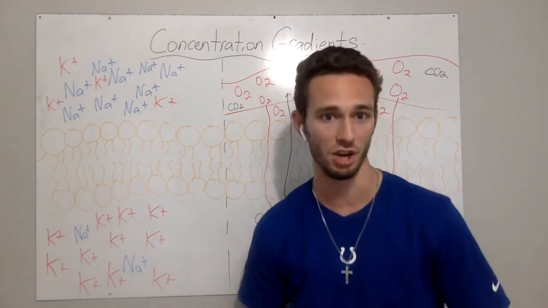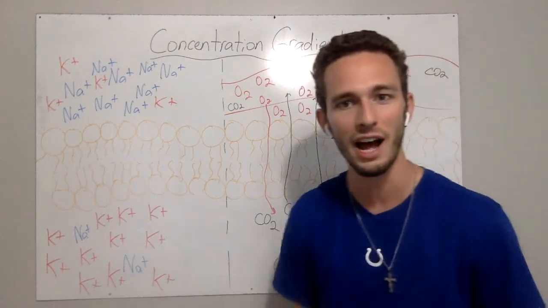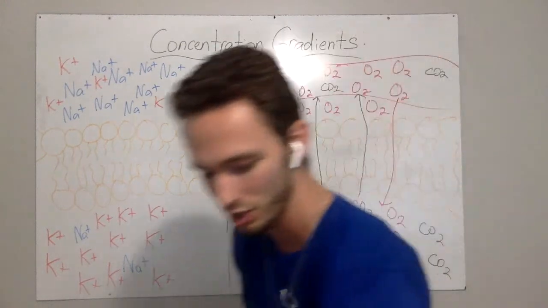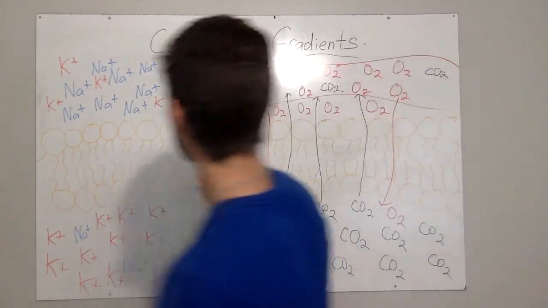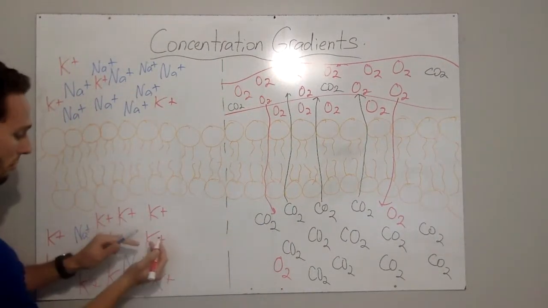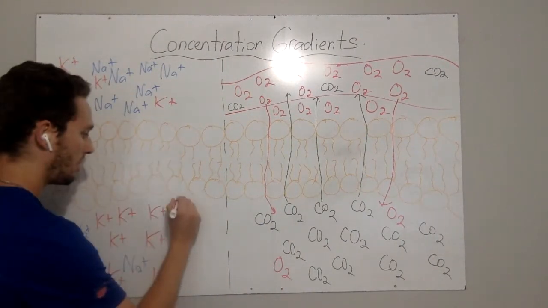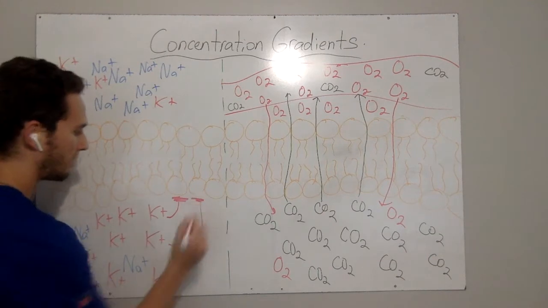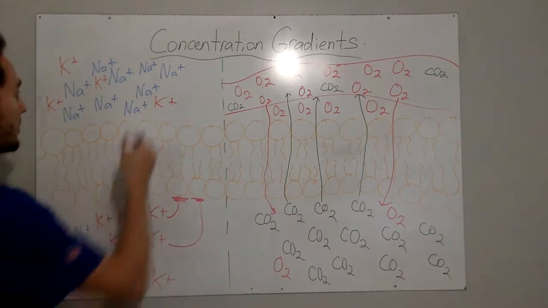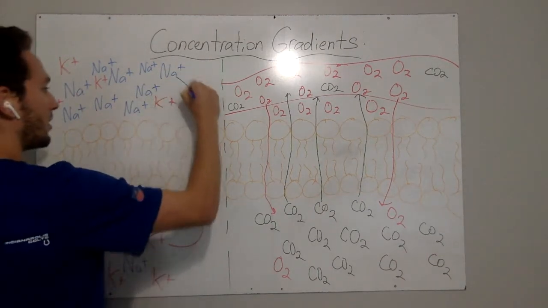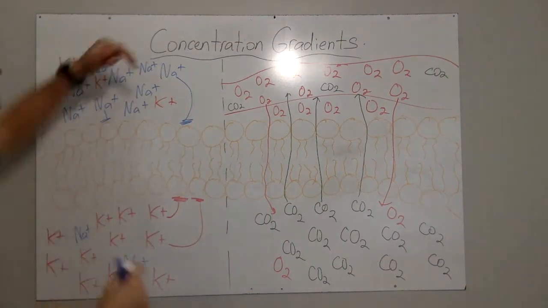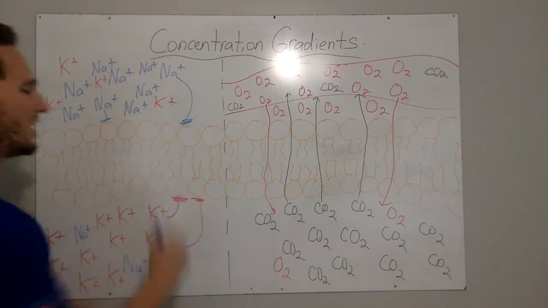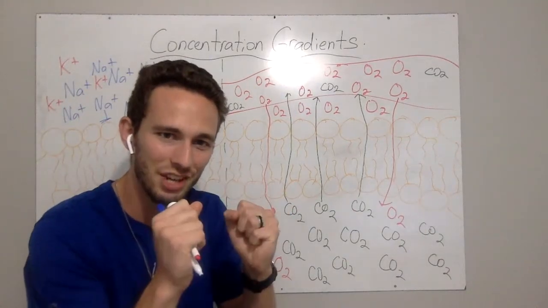But the problem here is that these are charged ions. And if we know anything about charged ions and the cell membrane, it's that they can't get through it. So this potassium wants to move from its high to low concentration, but it's going to get blocked. Reversely, this sodium wants to get in, and it's going to get blocked. So it's going to be pushing on that cell membrane, just like potassium's going that way. So there's this healthy tension.